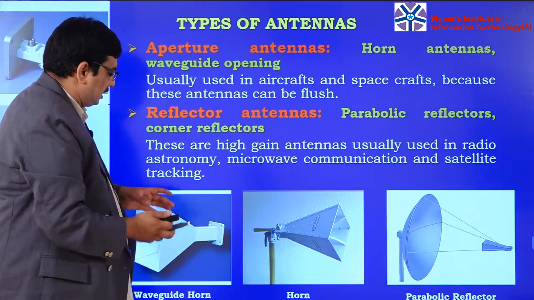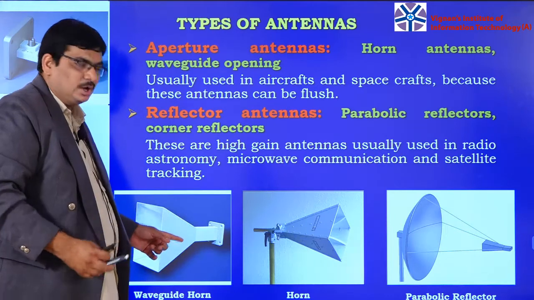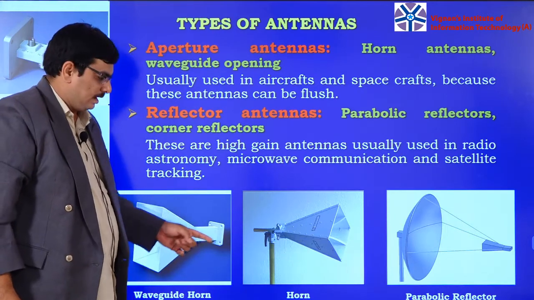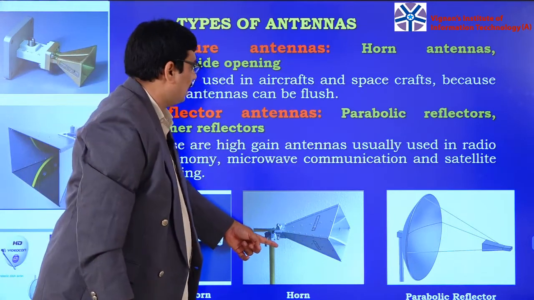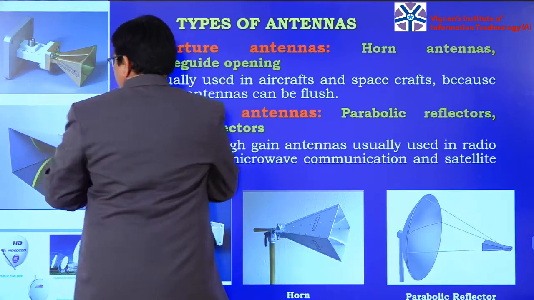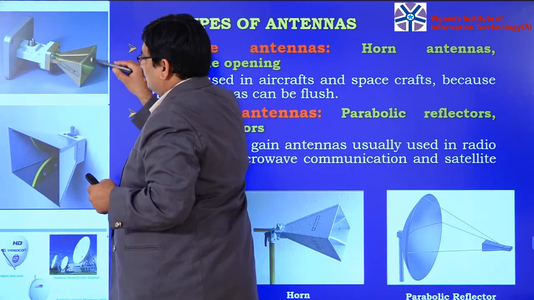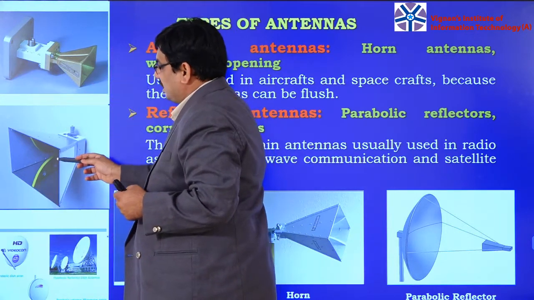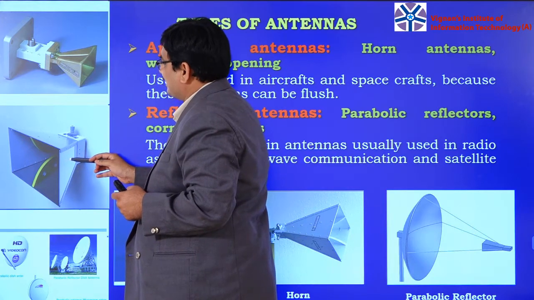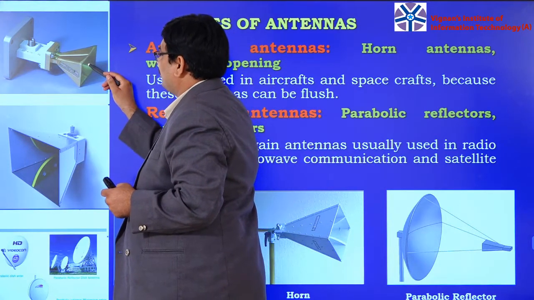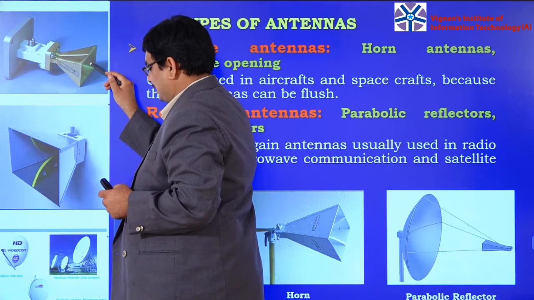Here there are two types of antennas. One is the waveguide fed horn antenna and the second one is the horn antenna. These are some of the available antennas, fabricated antennas. This is a corrugated horn antenna, and this is the waveguide fed horn antenna.